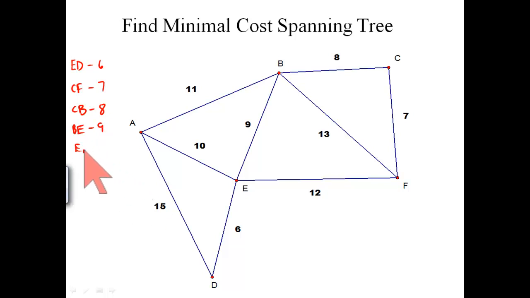EA length 10, BA length 11, EF, length 12, BF, length 13, and finally AD, length 15.